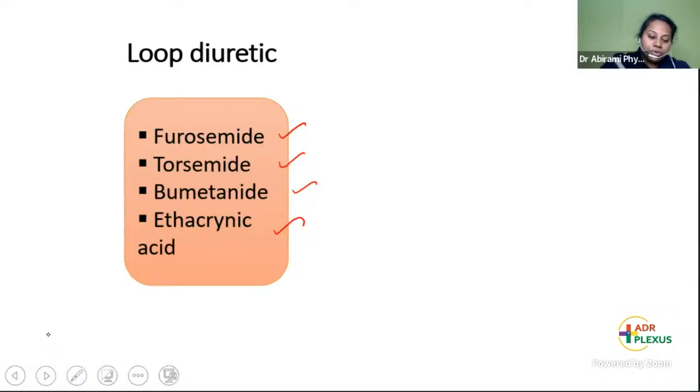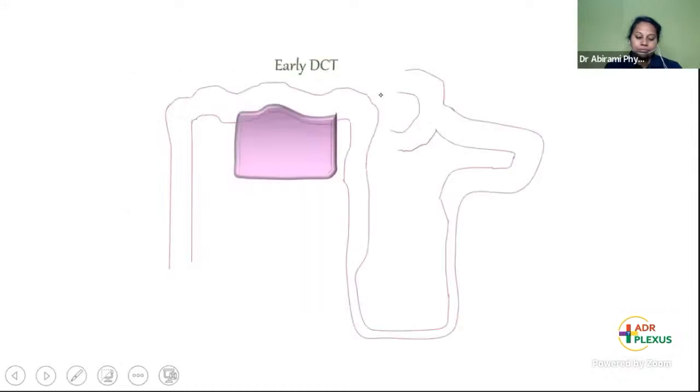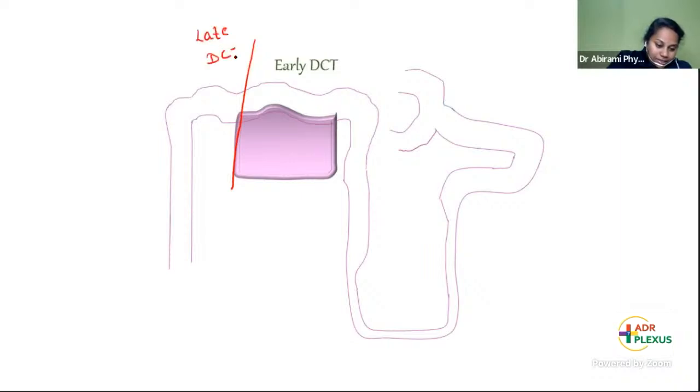Next, let's move on to the next portion of the nephron. Distal convoluted tubule. See, the structure of the distal convoluted tubule is such that it is divided into early DCT and late DCT. So this is early DCT and this is late DCT. The properties or features are different for early and late DCT. That is why we have to learn early DCT separately and late DCT separately. So first we will learn early DCT.